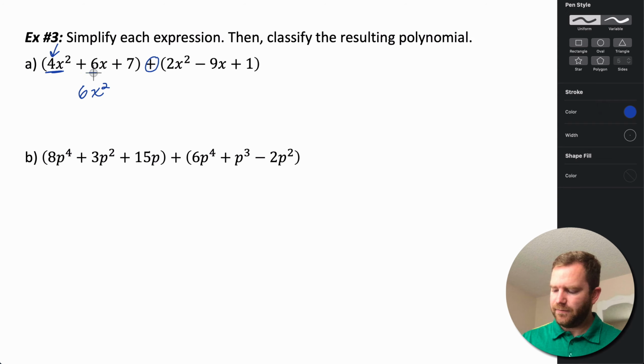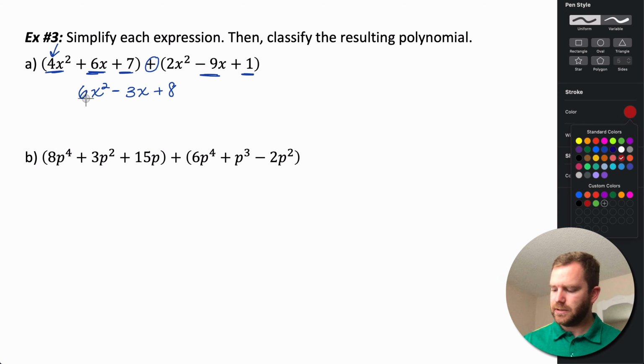Here we have a 6x, and then we're adding a negative 9x. So 6 plus negative 9 is negative 3x. And then our constant terms, we have a positive 7 and a positive 1. So 7 plus 1 is 8. Then we have 6x squared minus 3x plus 8. This has three terms, 1, 2, 3, so that's going to be a trinomial, and its degree is 2.